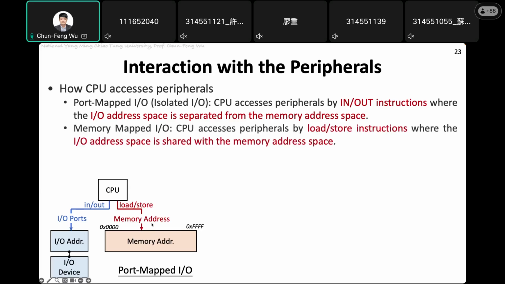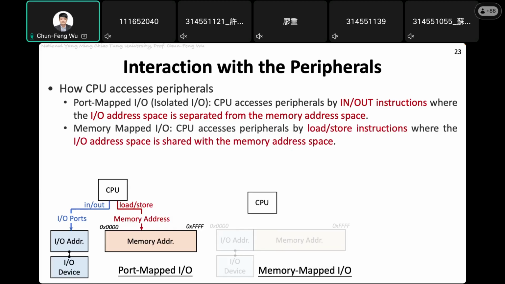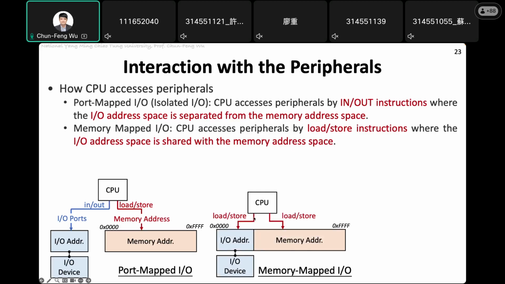There is another one, and I think people are more familiar with it. It's called memory-mapped I/O. Memory-mapped I/O integrates the I/O address space with the memory address space. Let's say we partition part of the memory address space for I/O. So the I/O devices can map their registers to the memory addresses, and the CPU only uses those to access them. There are no in/out instructions.